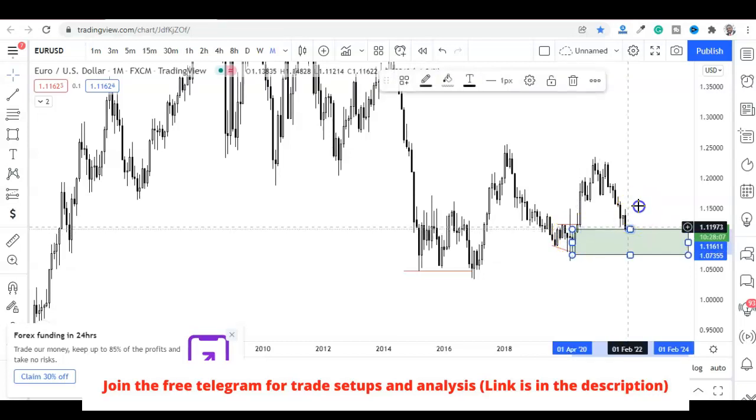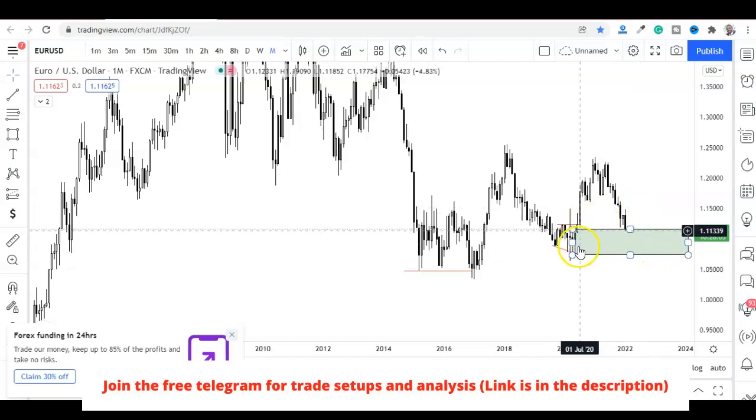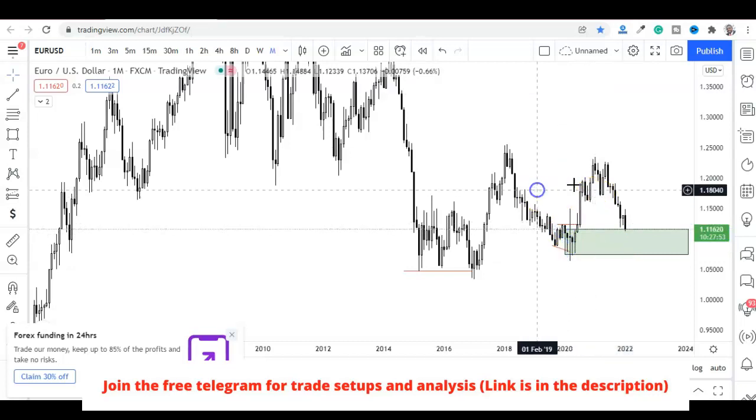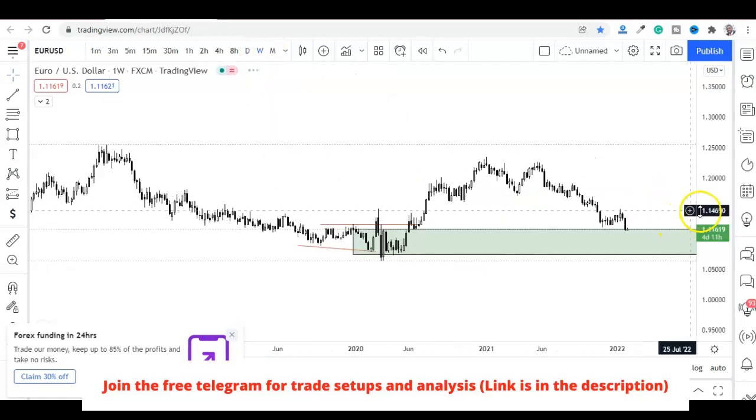Once it touches that, let's see if we are going to have a push upward. If not, we are looking at this black candle here, which is the bearish down candle before the move up. Okay, so from there we look at the weekly.